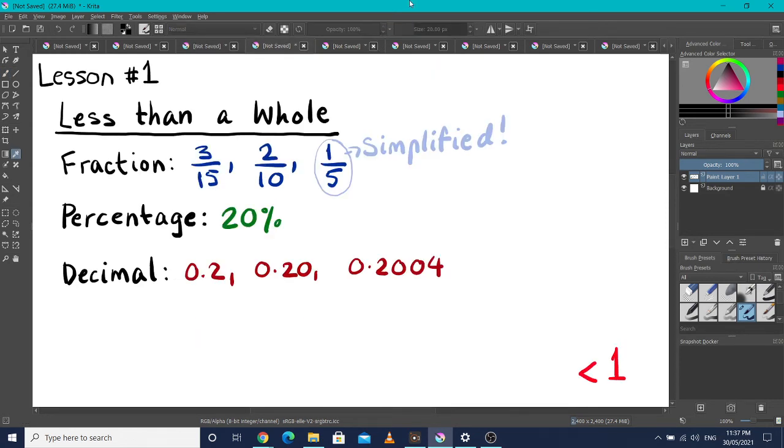With proportions that are less than a whole, for fractions, the numerator must be smaller than the denominator. With the fraction 3 out of 15, it can be simplified to 2 over 10 and then 1 over 5. The most simple version of the fraction, 1 over 5, is the proper description of its proportion, which is a fifth. A fifth can also be interpreted as a percentage, which is 20%. Then 20% and a fifth can also be translated to the following decimals.